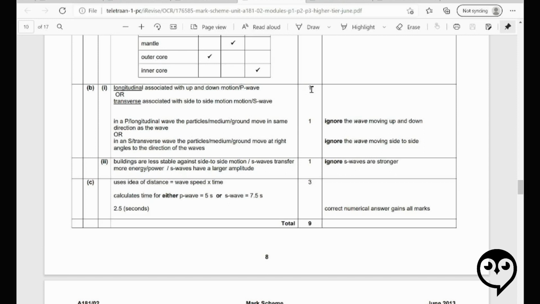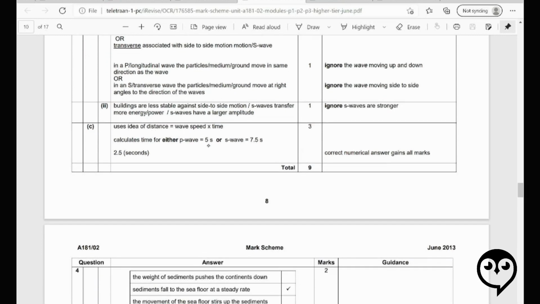Okay, so you have to either talk about longitudinal and how they move up and down and are parallel, the particles move parallel to the direction, or talk about transverse and how their particles move at right angles, and that's why it's side to side. Talk about one wave or the other. Buildings are less stable in side-to-side motion. Yeah, and they're really high, and you'll have problems.